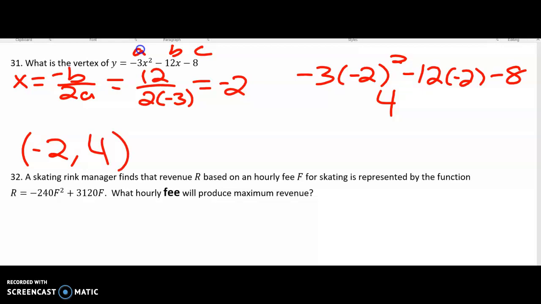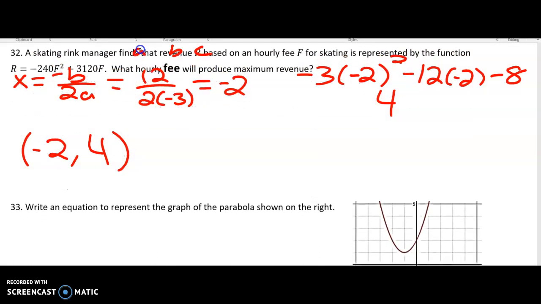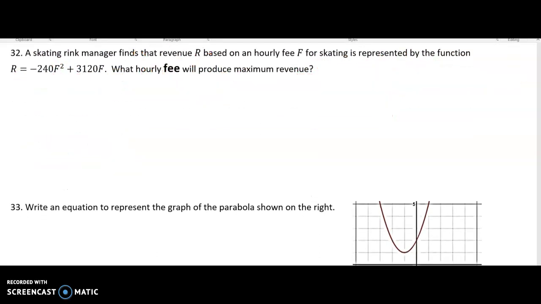All right. Number 32, a skating rink finds that revenue R is based on the hourly fee. Skating is represented by that function there. And it says, what fee will we produce? Okay, it's not asking you about max revenue, it's just asking you about fee. Fee is in the x spot, so once again, we are just using the opposite of b over 2a. Okay, so this is all I have to do.